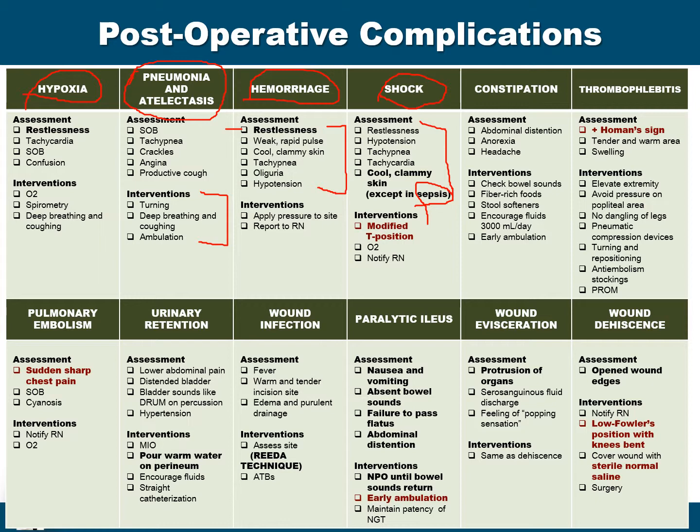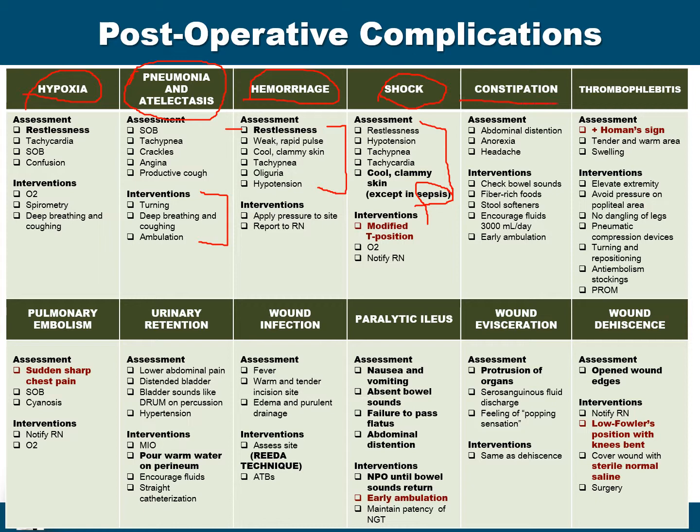Our interventions for shock are the following. We have a modified T position. Modified T position means modified Trendelenburg position, wherein only the lower extremities are being elevated to prevent the gastrointestinal organs from causing pressure on the respiratory organs. So basically, the modified T position allows maximum lung function while elevating the legs to promote venous return and prevent shock. Now, another intervention for shock definitely is to provide the patient oxygen, and if you're the LVN, you have to report the situation to the RN.